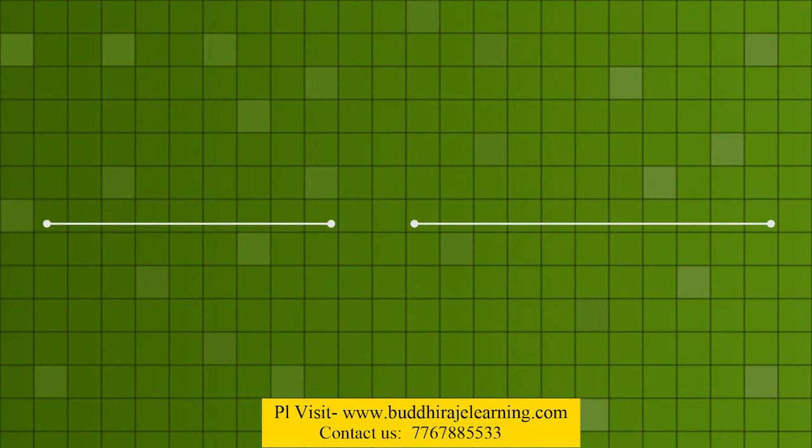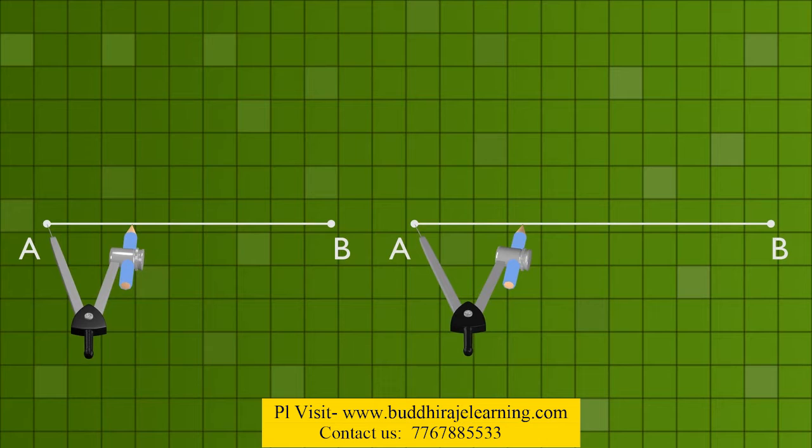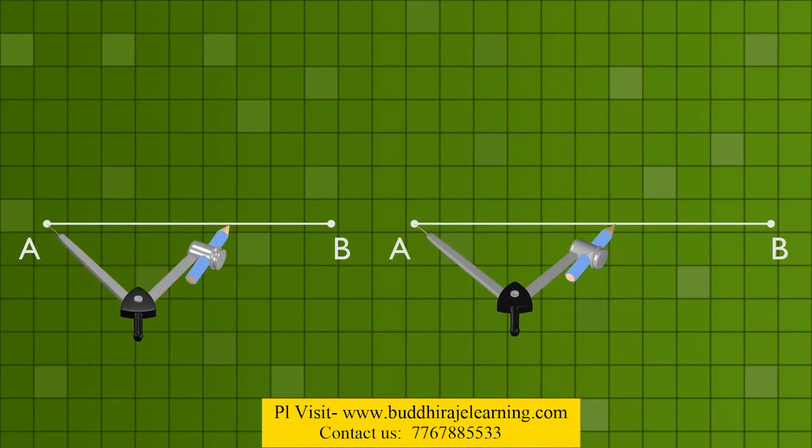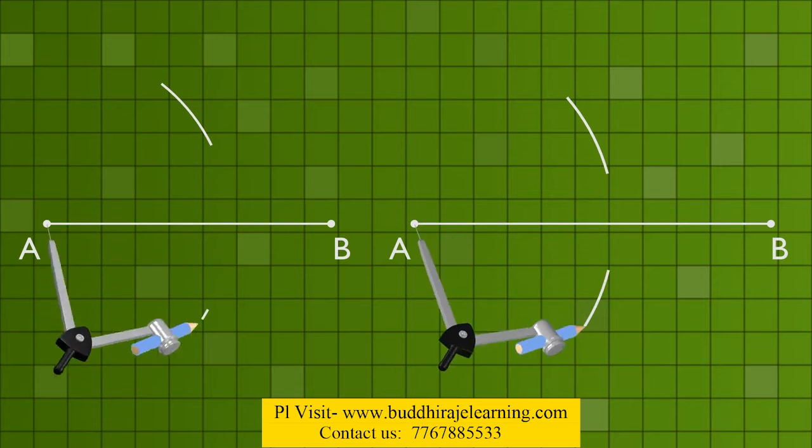Here you can see two segments of different lengths. Both are named AB. Now we will see how perpendicular bisectors are drawn for both of these segments. Place the compass needle at point A. Open the compass arbitrarily to a little more than half of the length of the segment. Then draw an arc on one side of the segment. Then without changing the position of the compass needle, draw an arc on the other side of the segment.